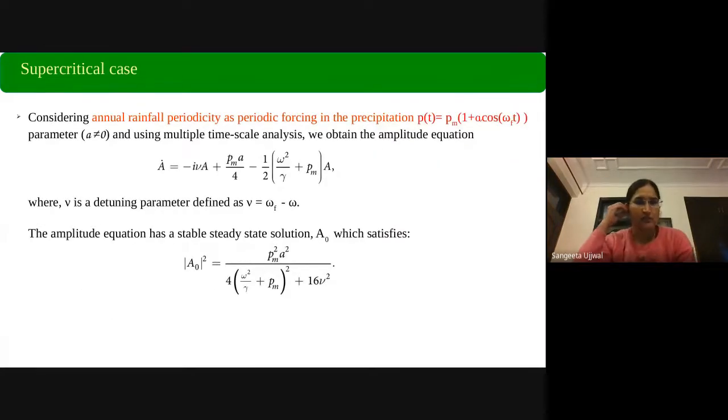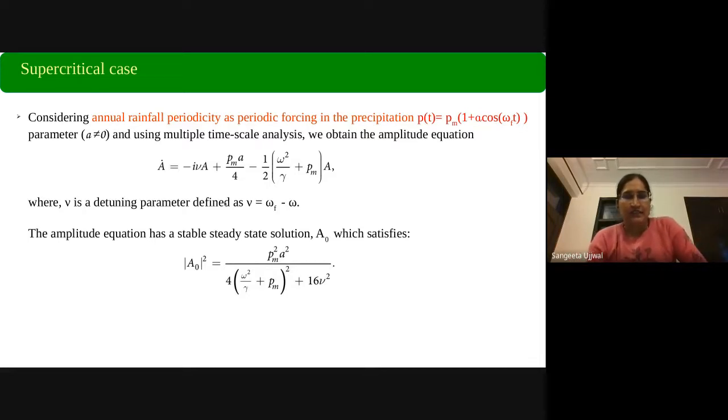So in the case of these damped modes, they can also be studied using the multiple time scale analysis. Using this analysis, we can derive the amplitude equation. The amplitude equation gives us the amplitude of oscillations about the uniform vegetated state.